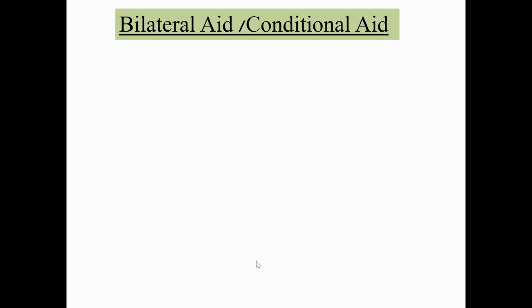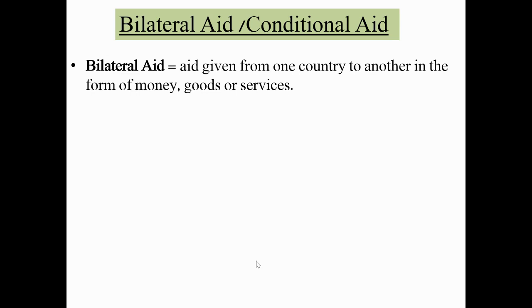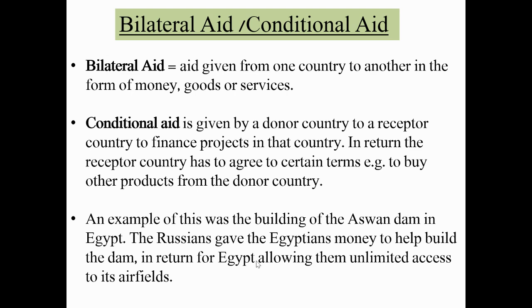Now, bilateral aid and conditional aid, what are these? Bilateral aid is when help is given from one country to another, and that can be money, goods, or services. The services could be things like doctors. Conditional aid is when a donor country gives a recipient country aid to finance projects in that country. In return, the recipient country has to agree to certain terms. So, for example, they agree to buy products in that country.